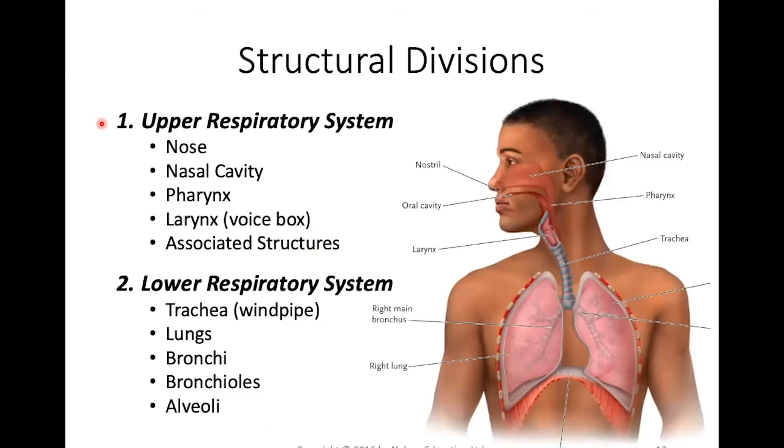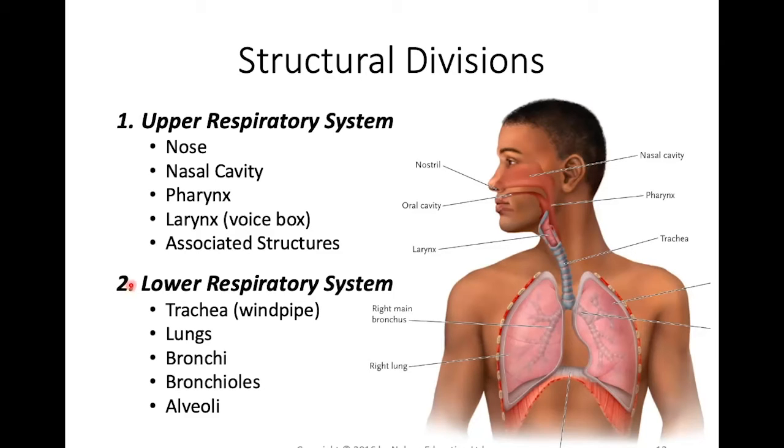Now, we're going to take a look at the organization of the respiratory system from a structural perspective, dividing into upper and lower portions. And then we're going to take a look at the functional divisions of the respiratory system, i.e., where is air simply just passing through, and where is respiration actually taking place. So we're going to start here looking at the structural divisions of the respiratory system. We have an upper portion and a lower portion.